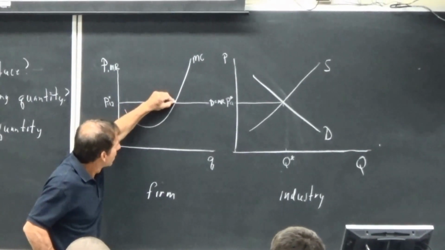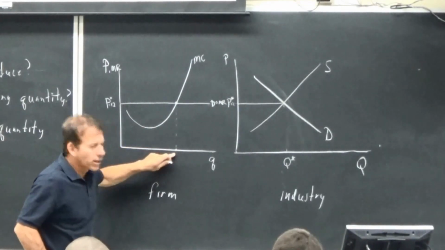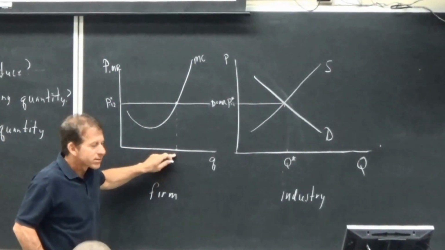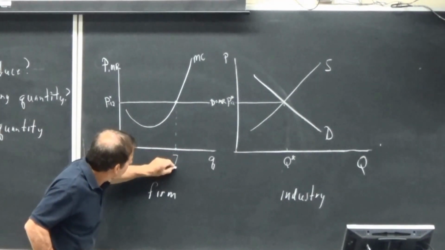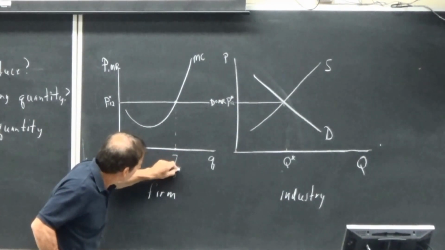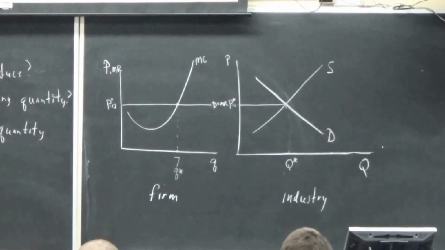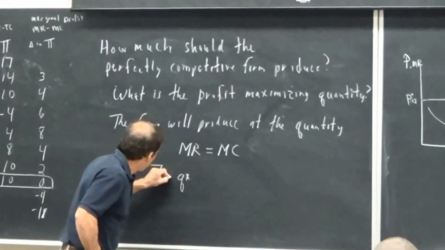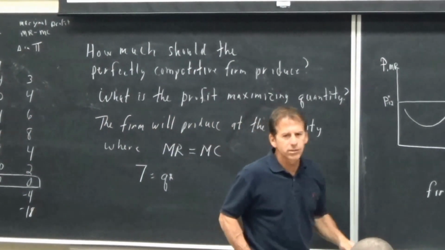What would that give me? If I draw this line down, this would be equal to what in this example? 7. So in this example it's 7, but this is what I call my Q star, little Q star, and the little Q star is the profit maximizing quantity that this company will produce.